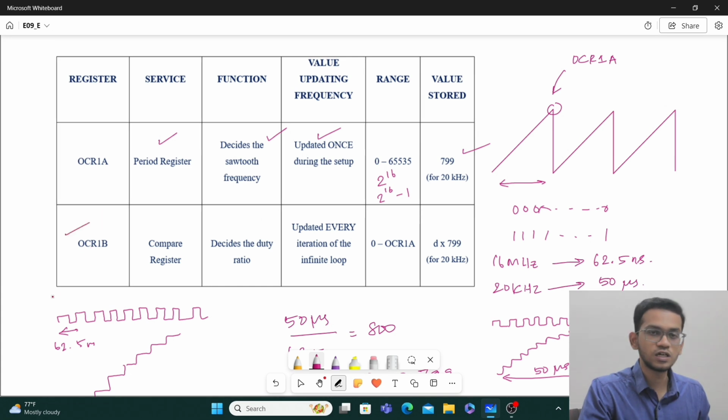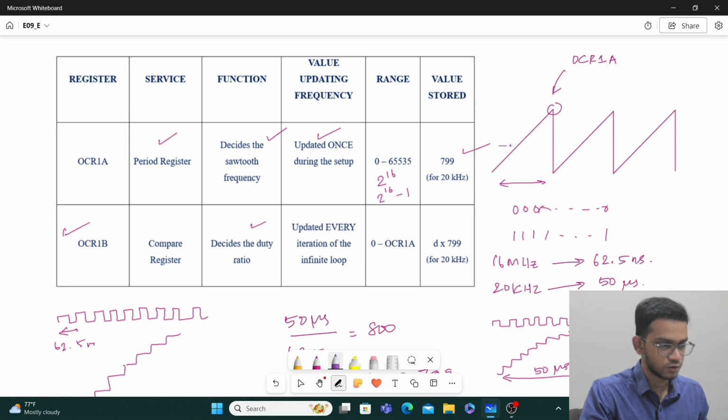Now, coming to the OCR1B register. This is going to decide my duty ratio. So if this is my duty ratio, let me draw it in another color. So if this is my duty ratio, this compare register, that is OCR1B, the value of the duty ratio will be stored in this register.